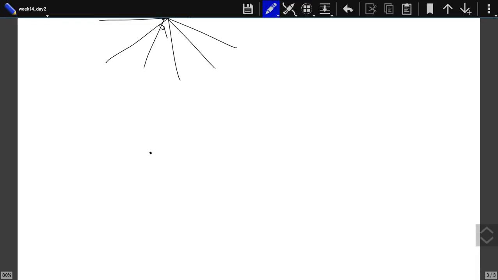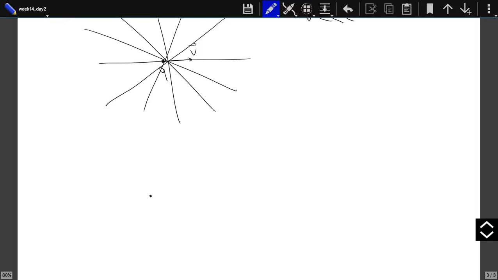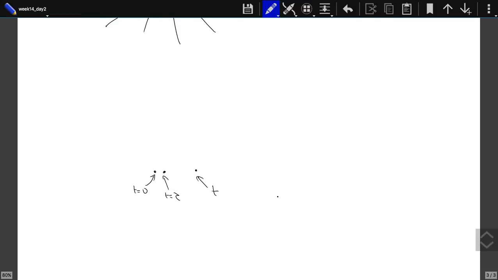So let's see, my object starts over here, right at this point. Then it accelerates for a time tau. So from that point, it will reach, let's say, this point. This is at time t equal to 0. This is at t equal to tau. Then at a later time t, it is somewhere over here. And now I'm looking at it at the time t.